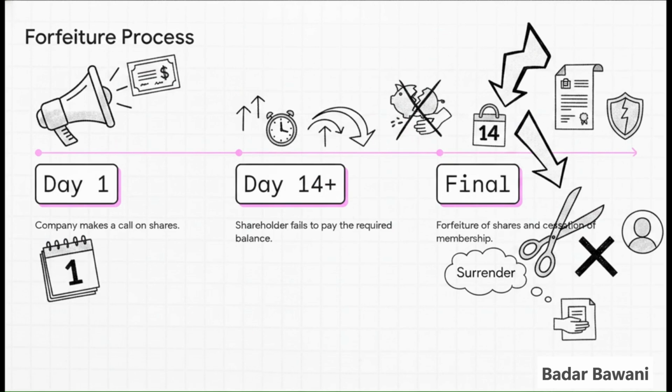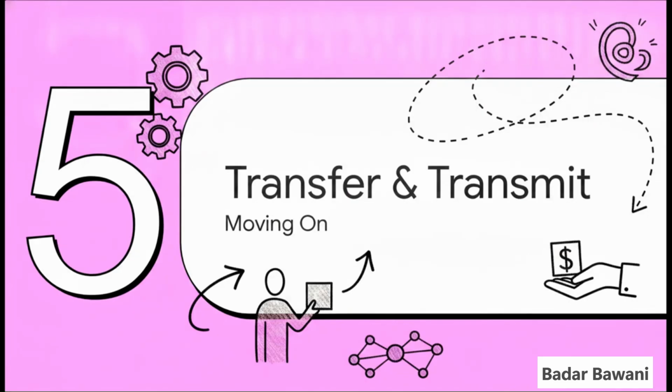On day 1, the company makes a call, officially demanding that unpaid money. By law, they have to give you at least 14 days to pay up. If that clock runs out and you fail to pay, the final step is severe, forfeiture. Think of it like having your car repossessed, but honestly worse. The company forcefully takes back your shares, completely cancels your membership, and here's the absolute kicker, they keep all the money you've already paid. Alternatively, a shareholder can voluntarily surrender their shares to the company, though the financial loss is largely exactly the same.